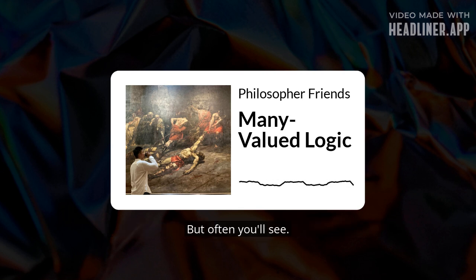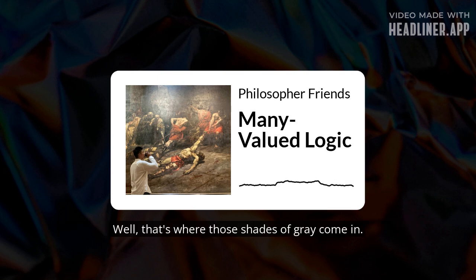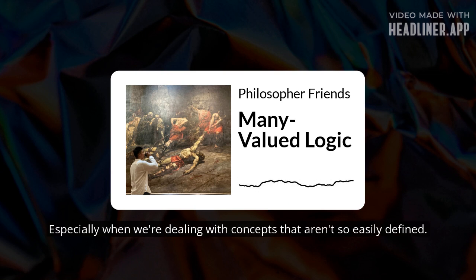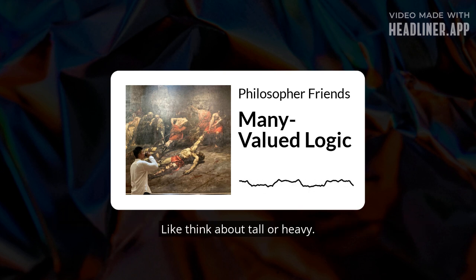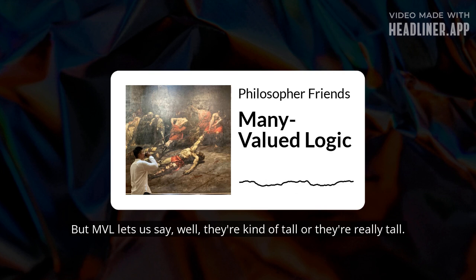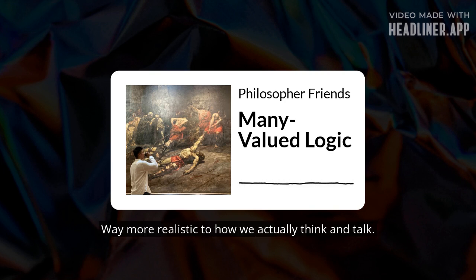But often, you'll see 0 for totally false, 1 for absolutely true, and everything in between. Well, that's where those shades of gray come in. I'm already starting to see how this could be useful, especially when we're dealing with concepts that aren't so easily defined. Exactly. Like, think about tall or heavy. In classical logic, you have to say someone is tall or is not tall. Right, no in between. But MVL lets us say they're kind of tall or they're really tall. Much more nuanced. Way more realistic to how we actually think and talk.